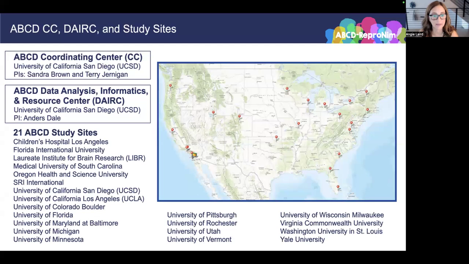And then finally, ABCD includes 21 study sites who are responsible for participant recruitment, enrollment, and baseline data collection during the first 2 years of the study, and now continue to be responsible for participant retention and data collection across the additional waves of this 10-year longitudinal study. The sites are geographically distributed across 4 major regions of the continental United States, including the Northeast, Midwest, South, and West, and are demographically and socioeconomically diverse.